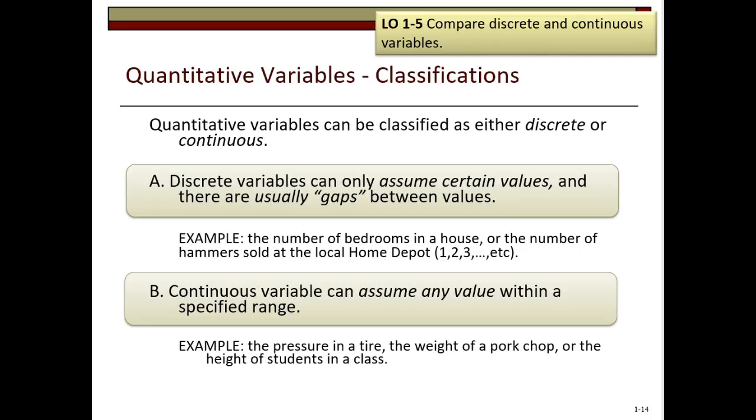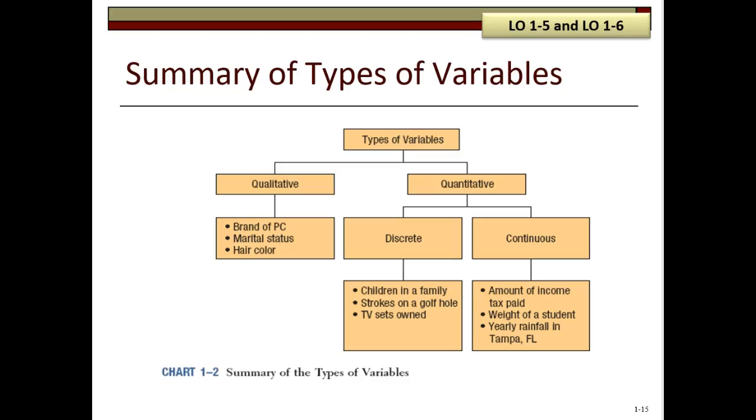A continuous variable, on the other hand, can assume any value within a continuum or a range. Characteristics that are measured, such as tire pressure, the weight of a pork chop, and the GPAs of students in a class, are examples of continuous variables. The chart on this slide summarizes the types of variables and their classifications. In statistical analysis, as we will learn in the following chapters of this book, it's important to know whether we are dealing with a qualitative or quantitative variable, or if we are dealing with a discrete or continuous quantitative variable. By referring to this chart, we can easily sort out classifications of variables.